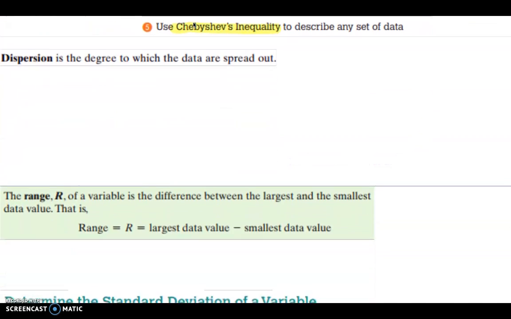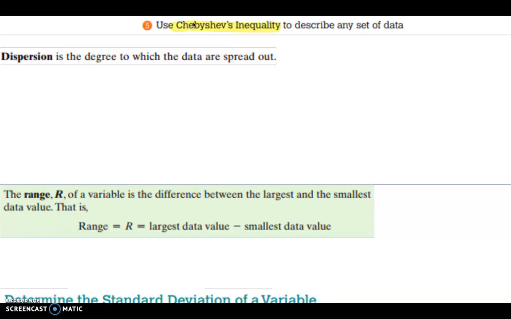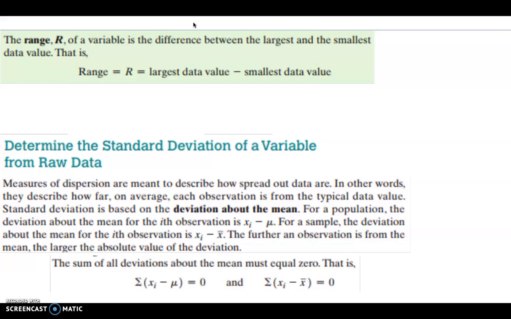So when we talk about this idea of dispersion, it's just the degree to which the data are spread out. And we have a couple ways of measuring that. The first is the range, and that'll be capital R. The range is just the difference between the largest and the smallest. So you take the largest data value, subtract the smallest data value, and that tells you your range of data. That's just one quick snapshot of how dispersed you are.